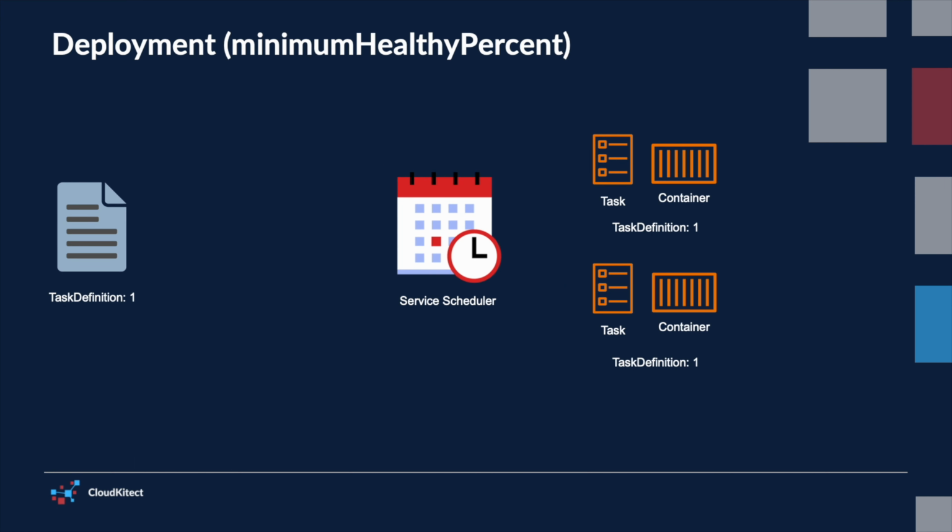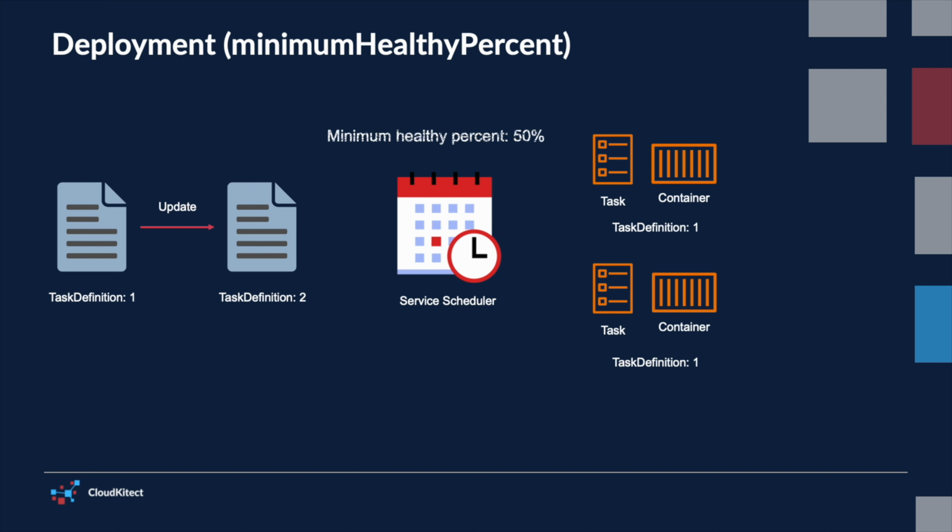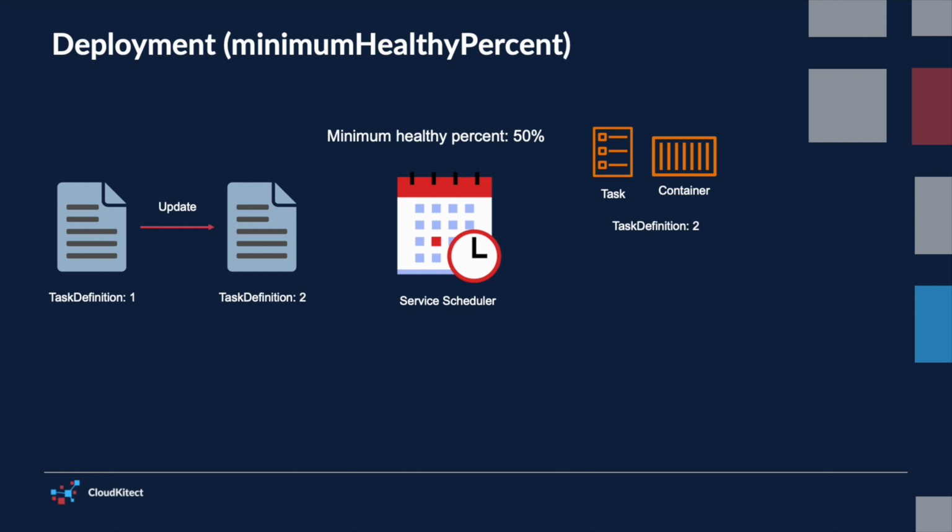You can optionally specify a deployment configuration for your service. A deployment is initiated by updating the task definition of a service. During a deployment, the service scheduler uses minimum healthy %, which specifies the lowest percentage of healthy tasks that must be maintained during a deployment. For example, if minimum healthy % is set to 50% for a service that normally runs 2 tasks, ECS ensures that at least one task, 50% of the 2, are healthy at all times during the deployment.